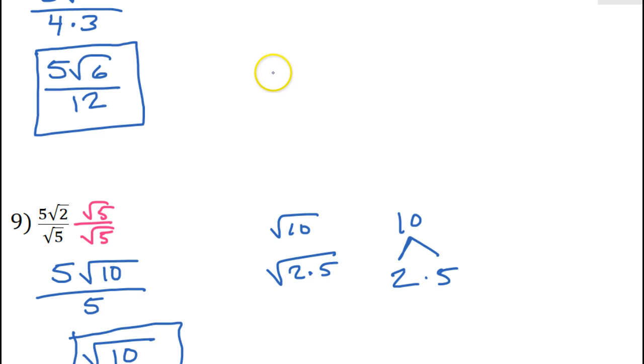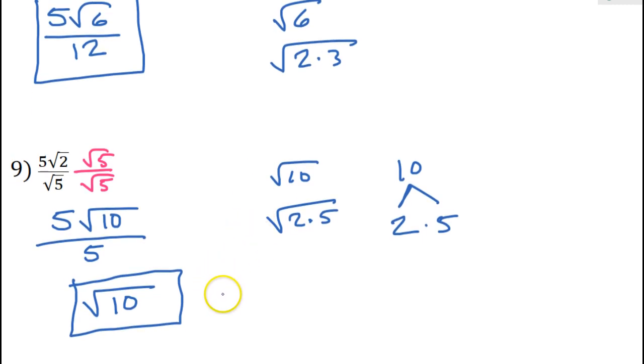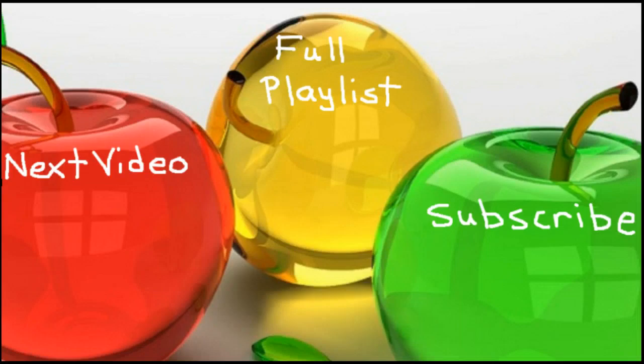And same thing with radical 6. Radical 6 is the same thing as radical 2 times 3. But that's as far as it goes, and there are no doubles to come out. So you just leave it radical 6. All right, anyway, that is it for number 9.